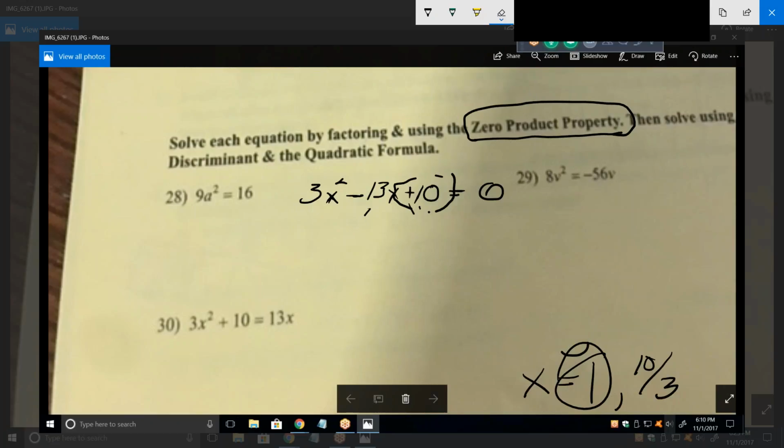Now, tell me what the quadratic formula is. So x equals the general formula. Always start with the general formula. Minus b.